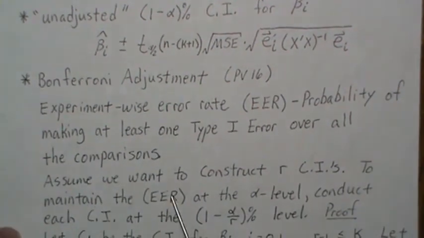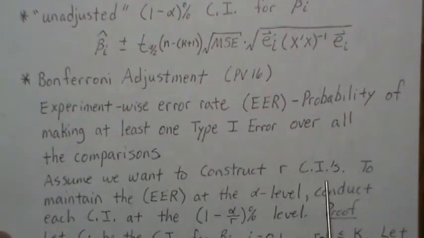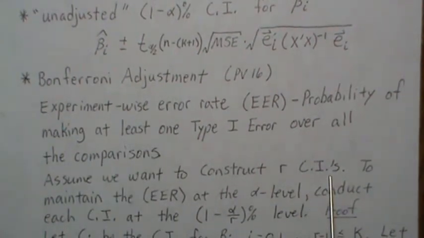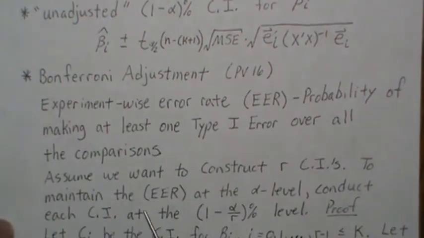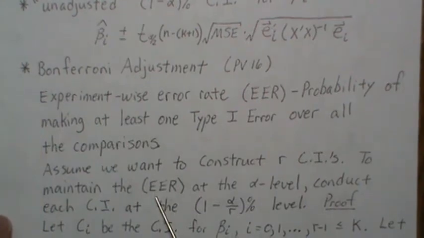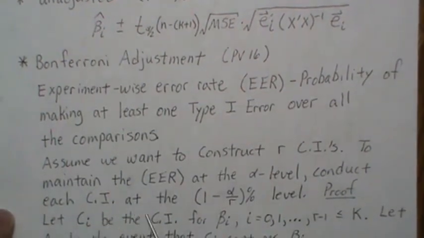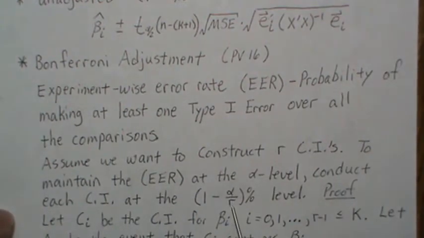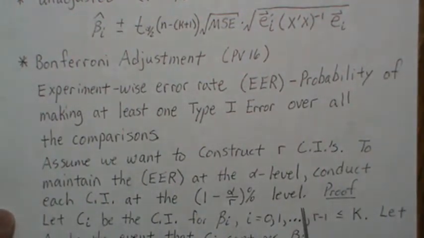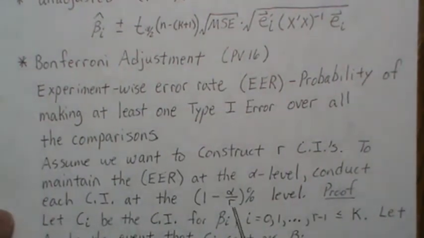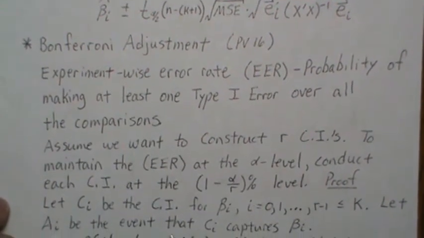So we want to construct r confidence intervals. That's our goal. There are r beta parameters that are of interest to us, and that's what we want to look at. So to maintain the experiment-wise error rate at the alpha level, we conduct each confidence interval at the 1 minus alpha over r percent level. So we want r confidence intervals, we divide by r. Now here's a quick little proof of this.